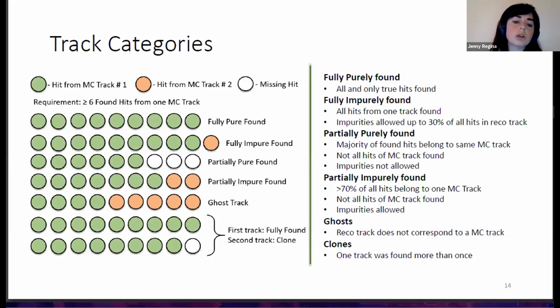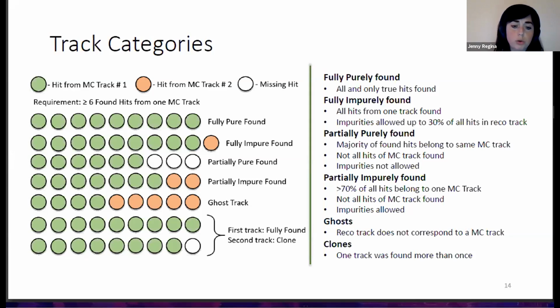And we also have partially purely found, where the majority of all hits belong to a Monte Carlo track. So not all hits were found, but you don't have impurities from other tracks. And the last category is partially impurely found, where we have found at least 70% of all the hits from one true Monte Carlo track, but not all of them, and the impurities are allowed here. I can also mention that you cannot have one track belonging to more than one of these categories.